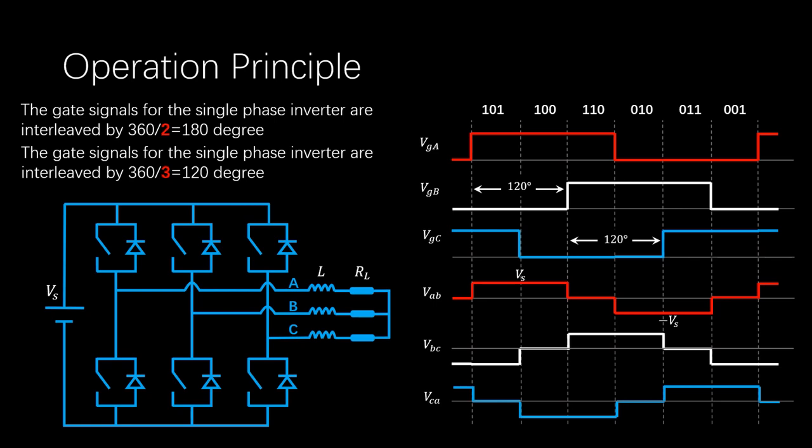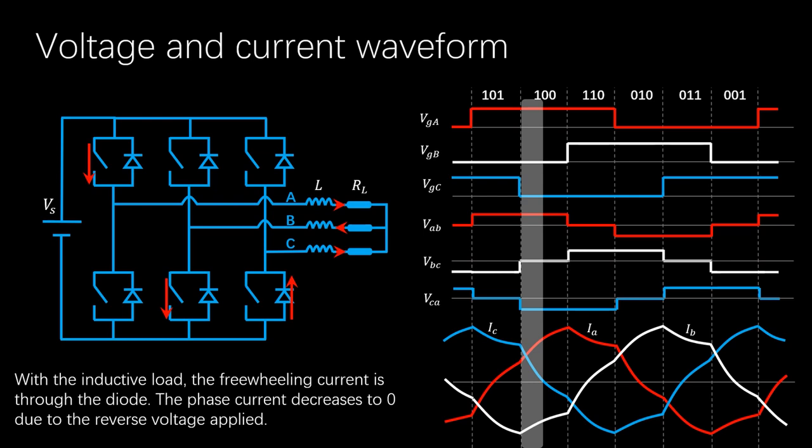The 101 vector is followed by the 100 vector, and then 110, 010, 011, and 001 vectors. Each switch vector lasts for 60 degrees. With the inductive load, there will be a diode freewheeling process at each vector section. For example, at the 100 section, the switch in the lower leg of phase C is turned on, but the current flows through the diode due to the positive inductor current of phase C.